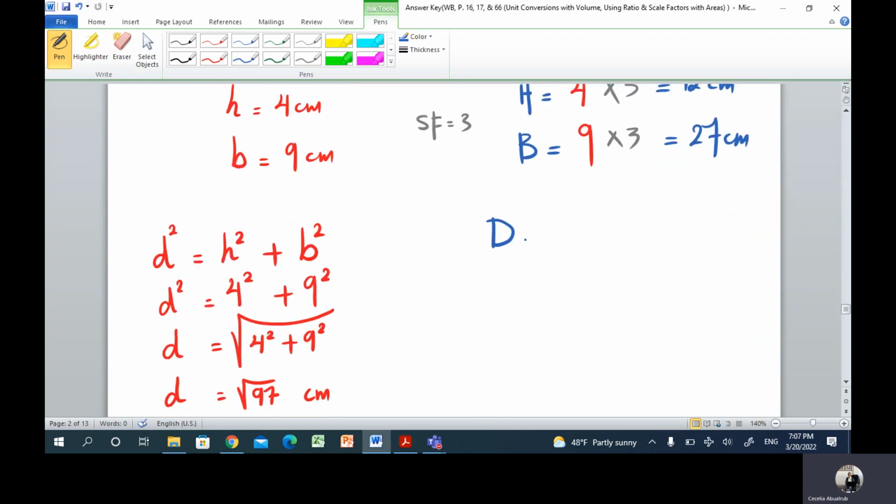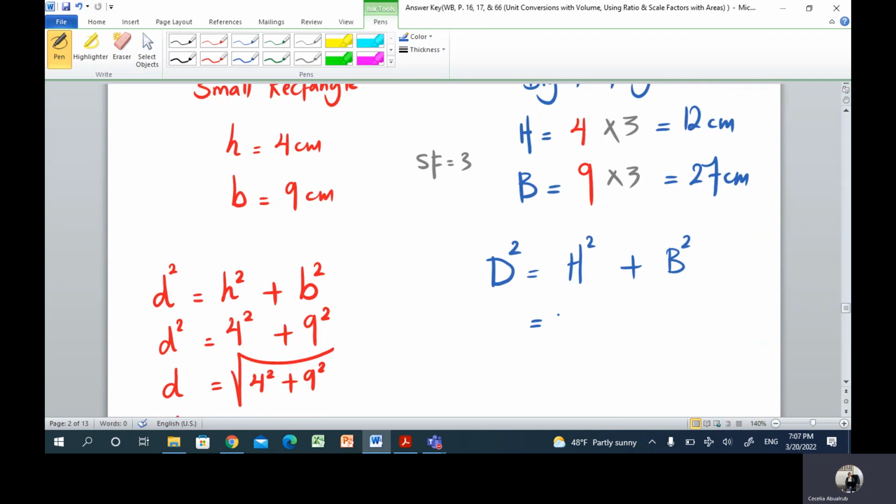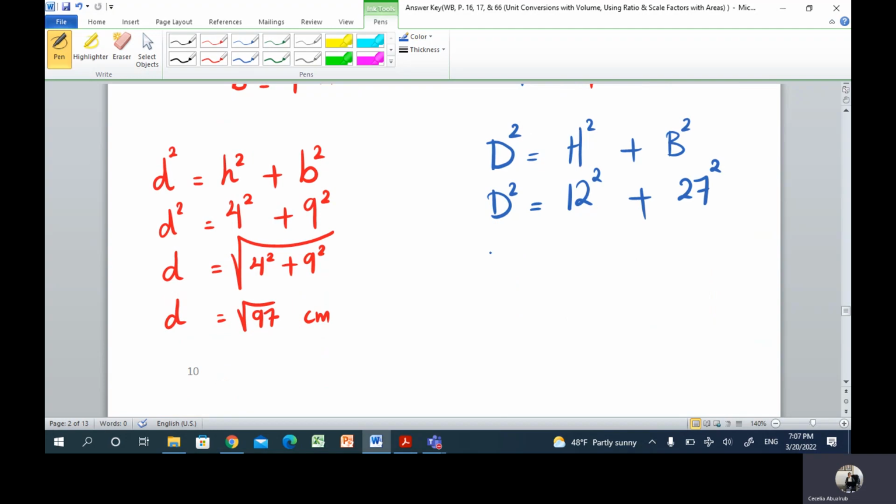So it's equal to h squared plus big B squared, and it's squared here. So it's equal to, let's substitute. So big H is 12 squared plus big B is 27 squared, and this is D capital squared. We are trying to find D, so let's square root each side. So it's the square root of 12 squared plus 27 squared.